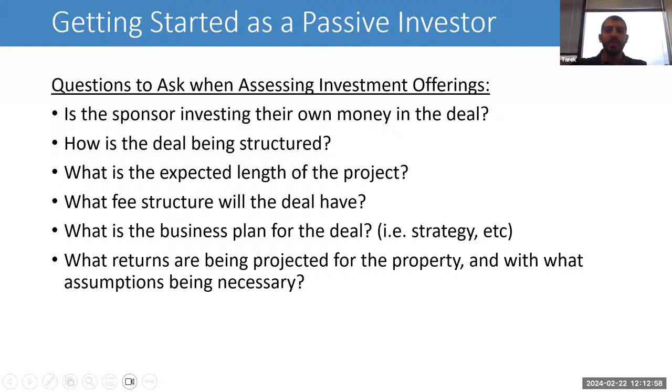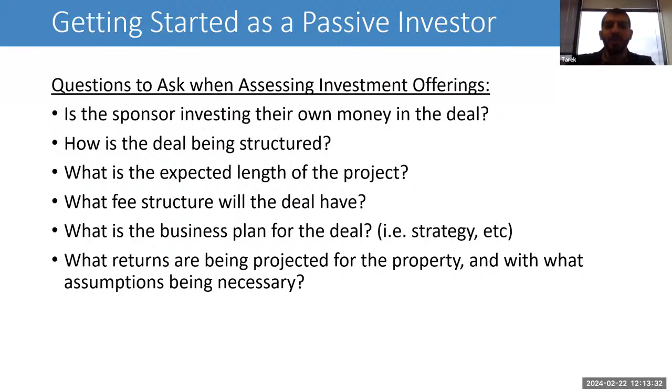So when you're looking at investing as a passive investor, here are some key questions I think are important to ask any operators whose offerings you're considering. Number one, is the sponsor themselves investing their own money in the deal? That I think is probably the price of entry, just to even be considered. Because if you are not willing to put your own money in the deal that you believe in, then the question is, do you really believe in it that much? As an investor, I would caution you not to participate with somebody who doesn't put their own skin on the line as well.